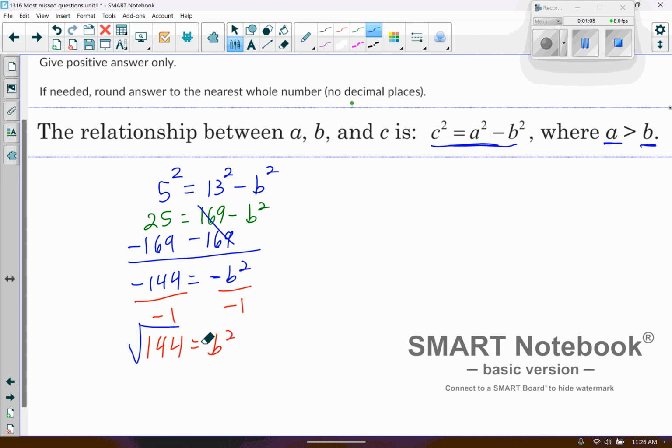And then we'll go ahead and square root both sides. And we get that B should be 12, which once again, just want to double check. Yeah, the A value needs to be greater than the B value, so I'm good.